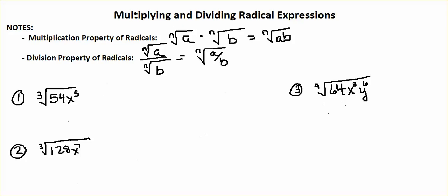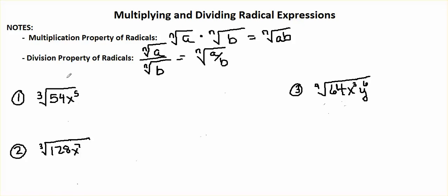In this lesson, we're going to look at how to simplify radical expressions. So let's take a look at these three examples. Our first example, we are going to simplify the cube root of 54x to the fifth.